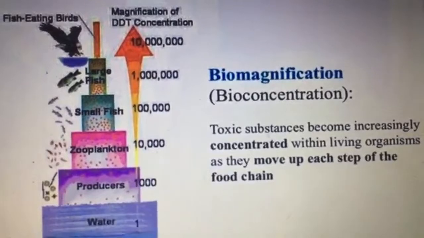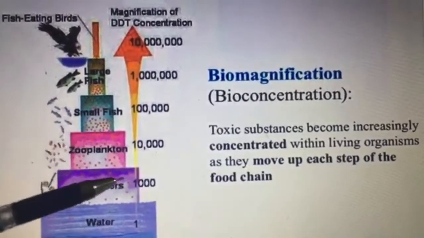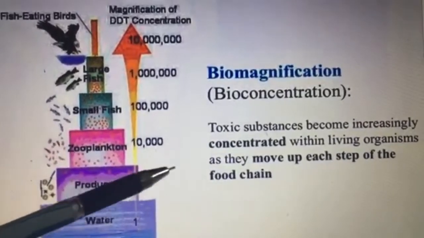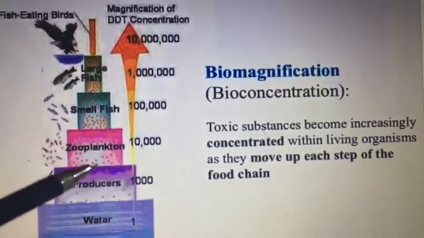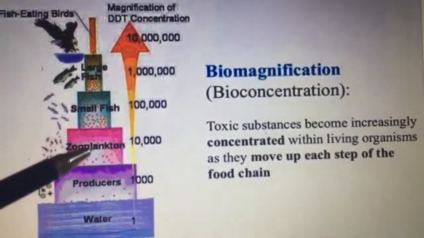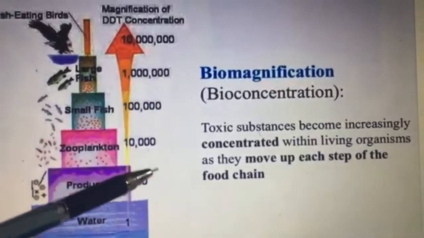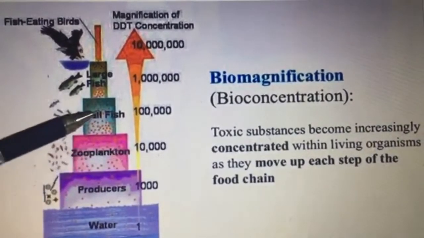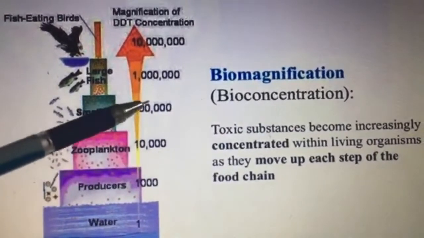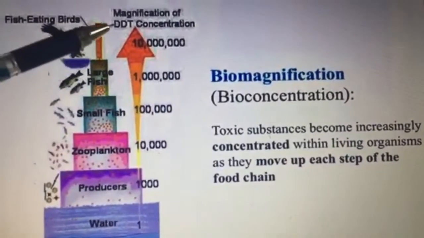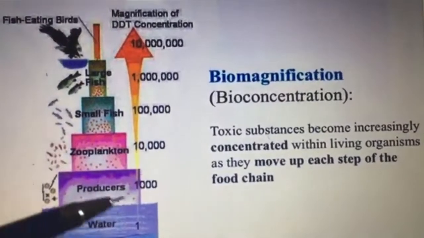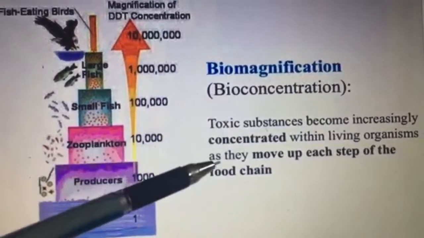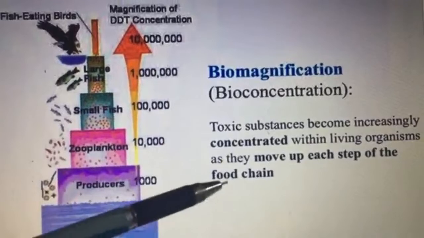When energy transfers from one trophic level to another, the toxic content level will increase. For example, the producer has a toxic content of 1000. When the energy transfers to the next trophic level, the zooplankton, the 1000 amount is increased to 10,000. At the next trophic level it is increased to lakhs, and crores, 10 crores, like that. The toxic content level will increase. This is called biomagnification.